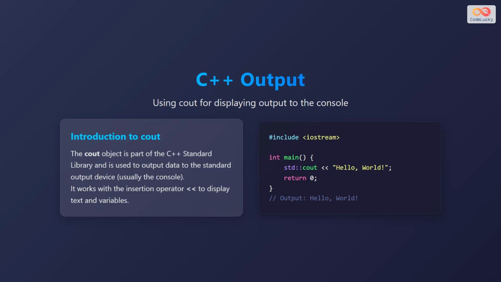Let's see an example. First, include the iostream header file. Inside the main function, we use std::cout, followed by the insertion operator, then the text you want to display enclosed in double quotes, such as "Hello, World". Finally, return 0. When this program is executed, it will display Hello World on the console.